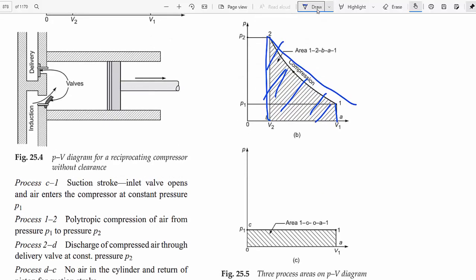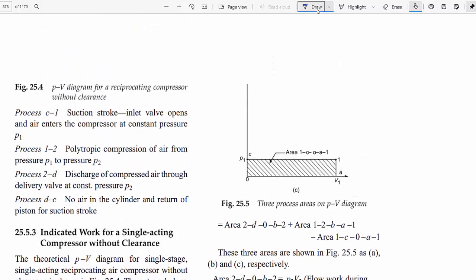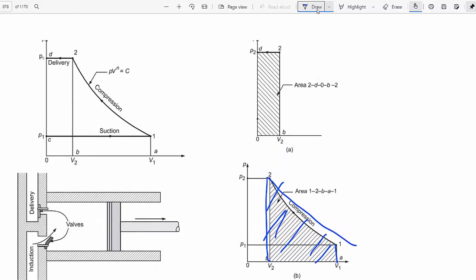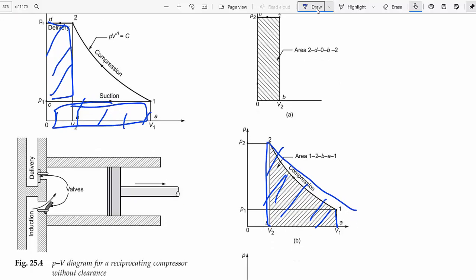Then the area behind the curve, the indicated work done per cycle, is the area C12DC, the total area of the PV diagram. Okay, then here we have two rectangles, one is this and another one is this. These two rectangles are there, but compression takes place from 1 to 2 alone.